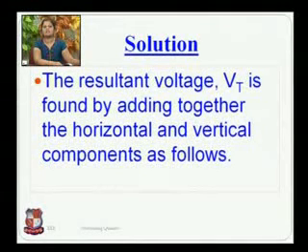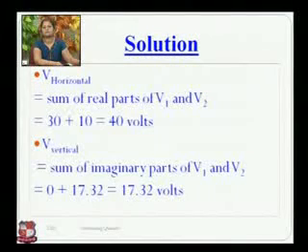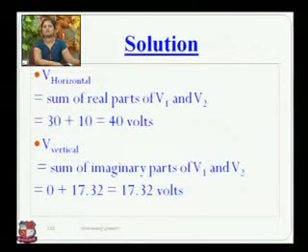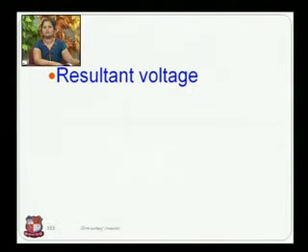So the resultant voltage is found by adding together the horizontal and vertical components of both the voltages. So this is the total. V horizontal means the sum of the real parts of V1 and V2, as we are finding the horizontal component of V1 and the horizontal component of V2, so it is 30 plus 10, so finally it is 40 volts. In the same way, the addition of vertical components: the first is placed on the x-axis, so its vertical component is 0, and for the second voltage it is 17.32, so our final answer is 17.32 volts.